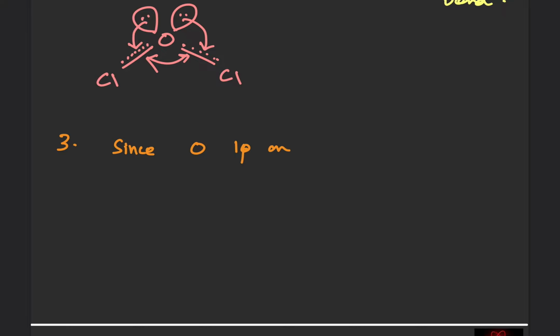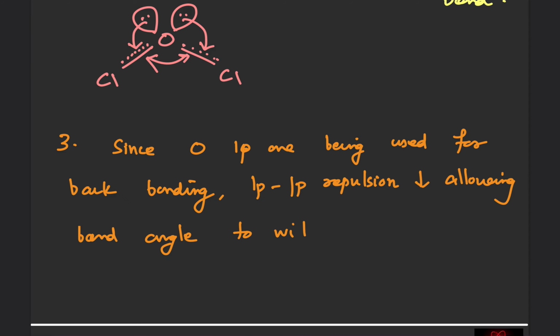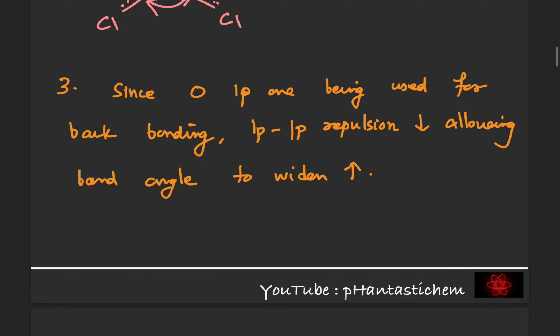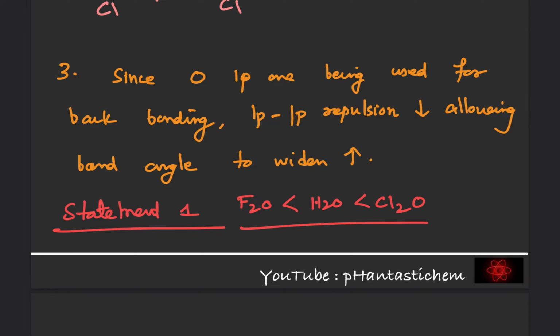So the third reason is that since oxygen lone pairs are used for back bonding, lone pair repulsion decreases, allowing the bond angle to widen or increase. Therefore, because of these three reasons, statement 1, that is, the bond angle order F2O less than H2O less than Cl2O, is a correct statement.